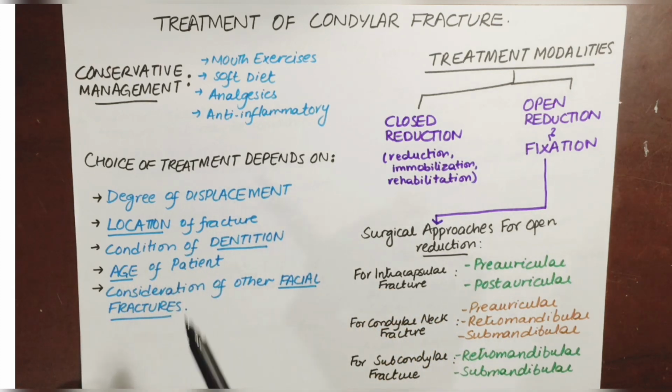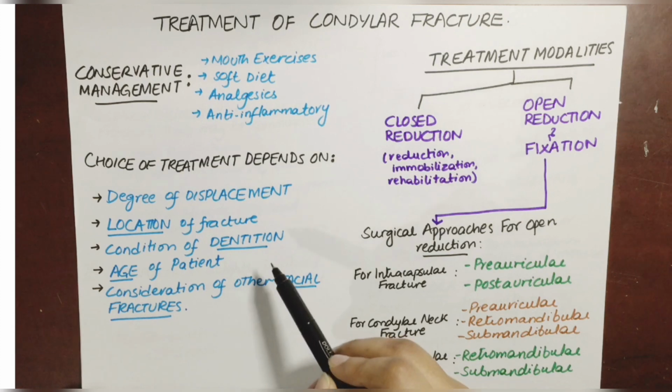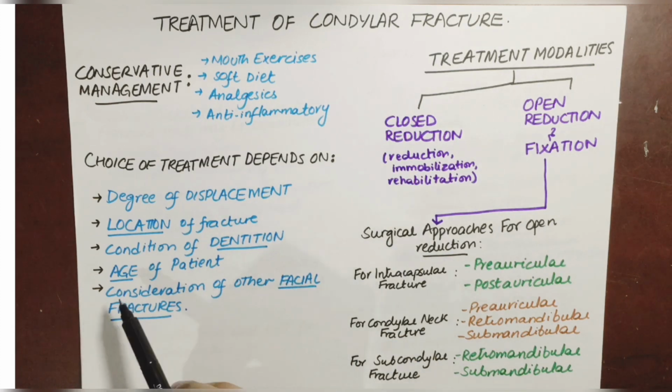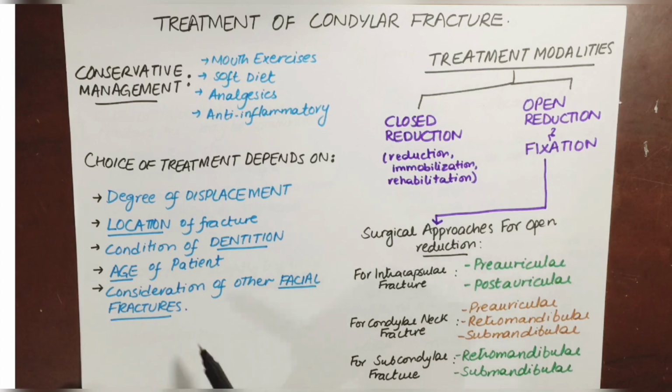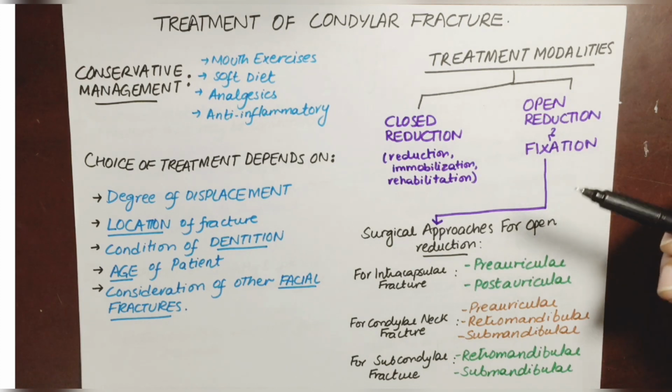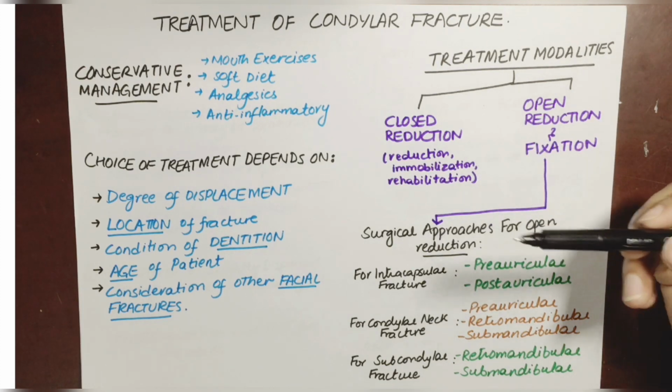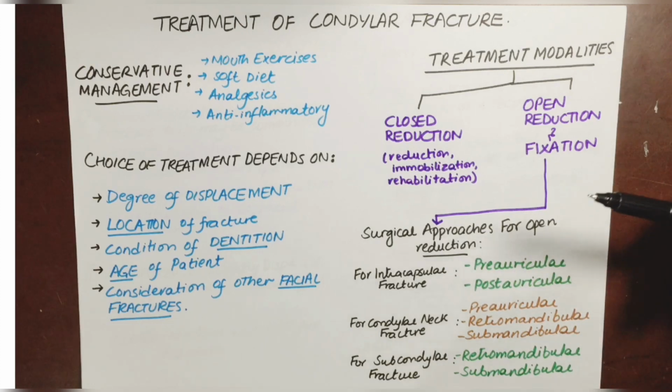It also depends on the location of the fracture, whether it is condylar head fracture, neck fracture, or subcondylar fracture, the condition of dentition, whether dentition is affected or not, the age of the patient, and considerations of other facial fractures. Are there any other facial fractures associated with condylar fracture or not? The treatment modalities are closed reduction, which provides reduction, immobilization, and rehabilitation, and open reduction and fixation. Open reduction and fixation is mostly used for displaced or dislocated fracture segments.